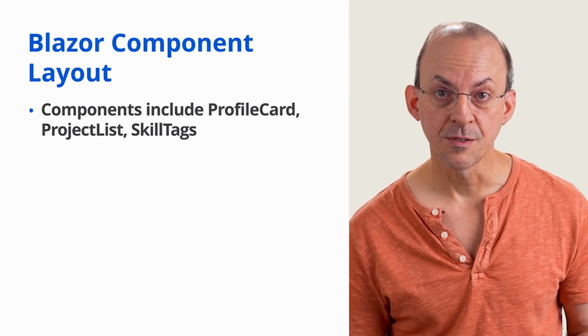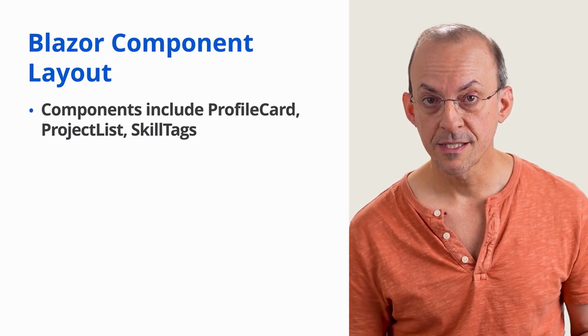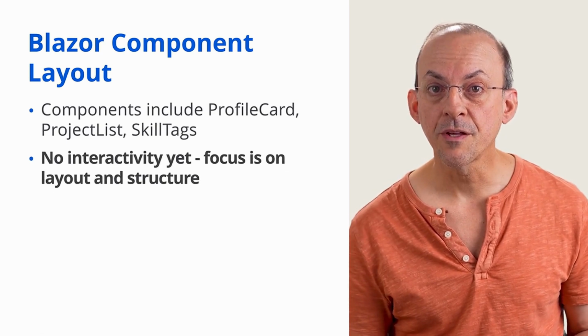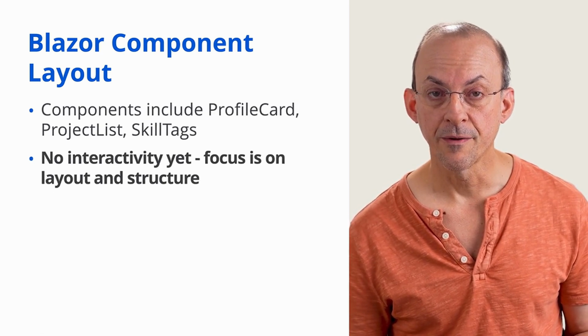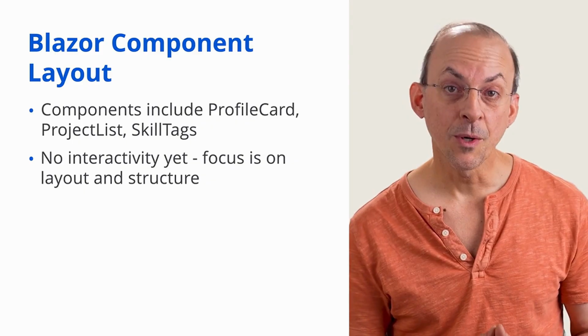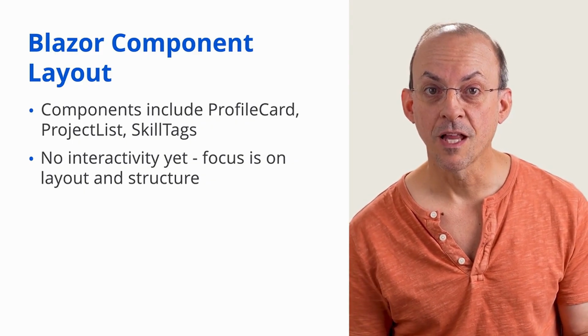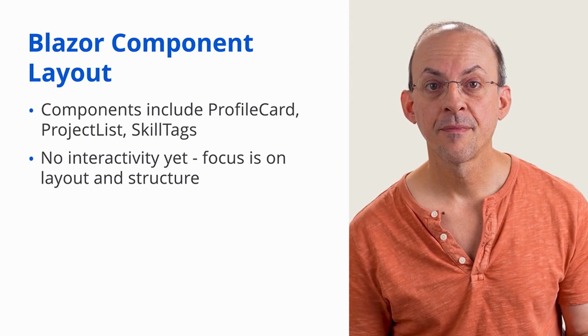Next, you'll scaffold your front-end layout using Blazor components such as profile card, project list, and skill tags. These are static for now with no logic, but they'll give your app a visual framework to build out later. By using components, you make your UI modular, reusable, and easier to update when logic and data comes into play.